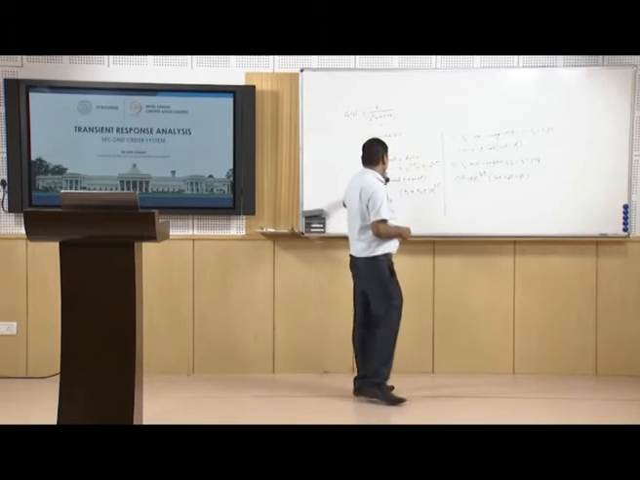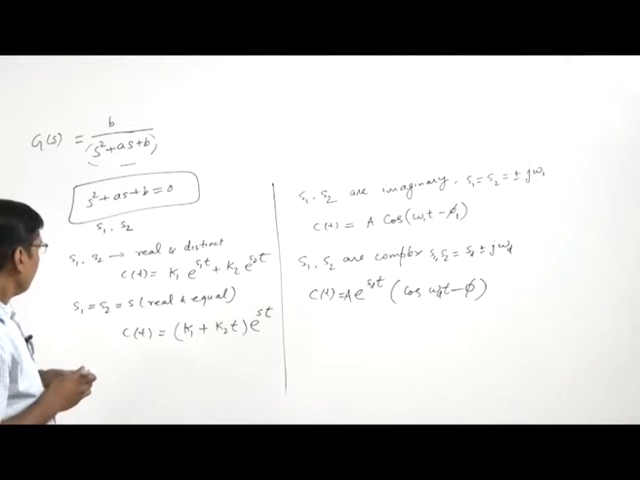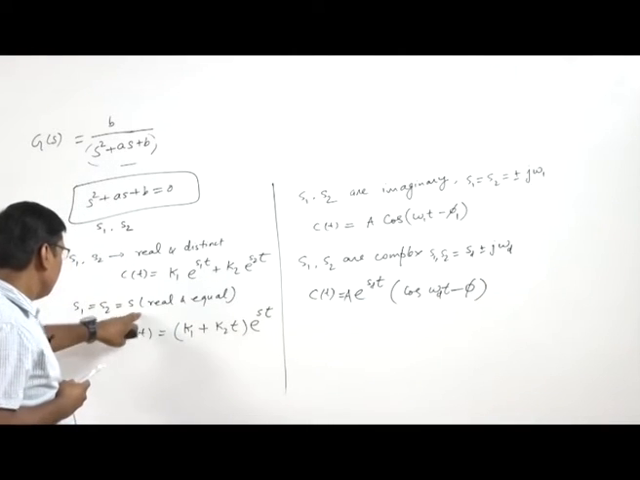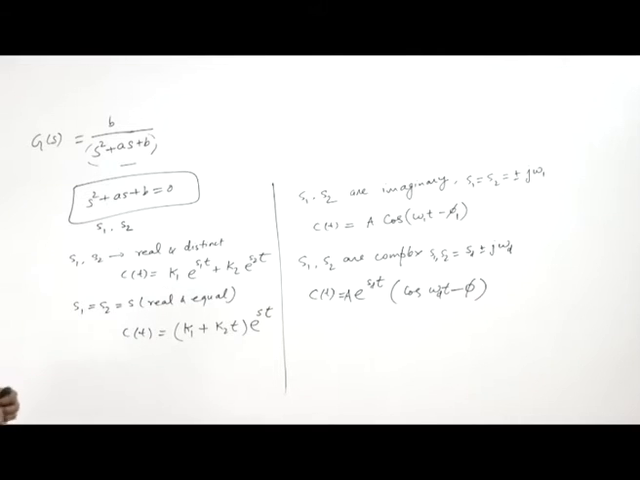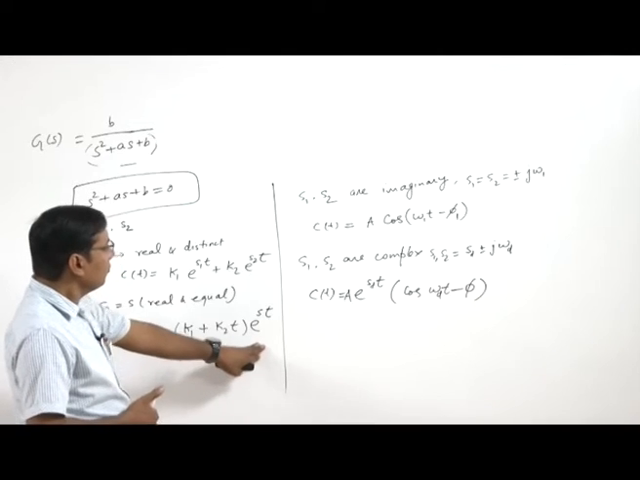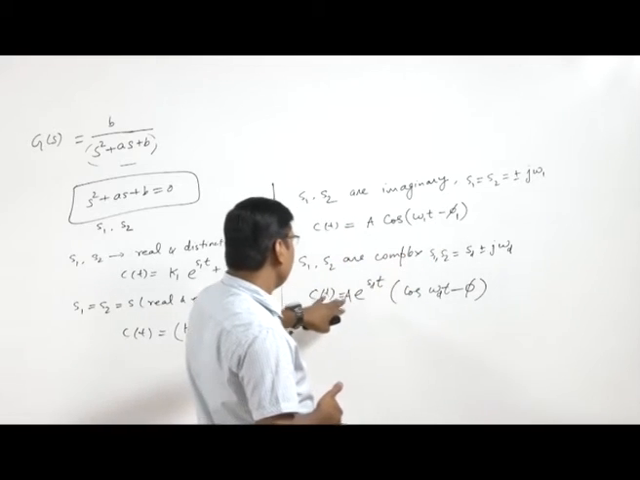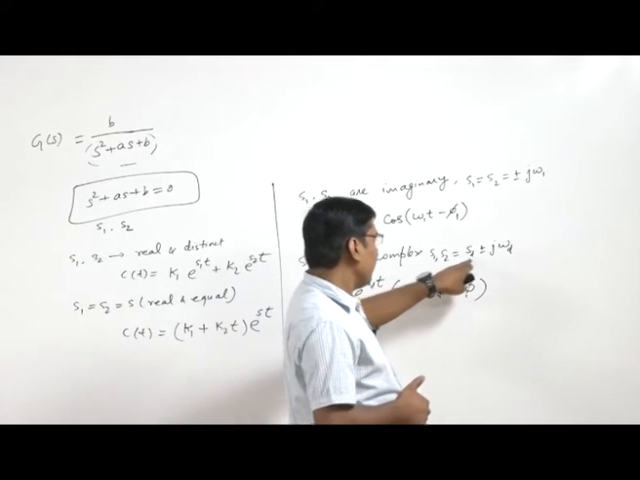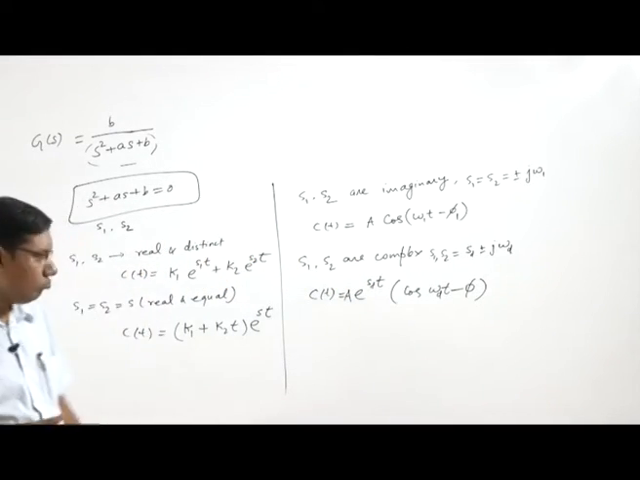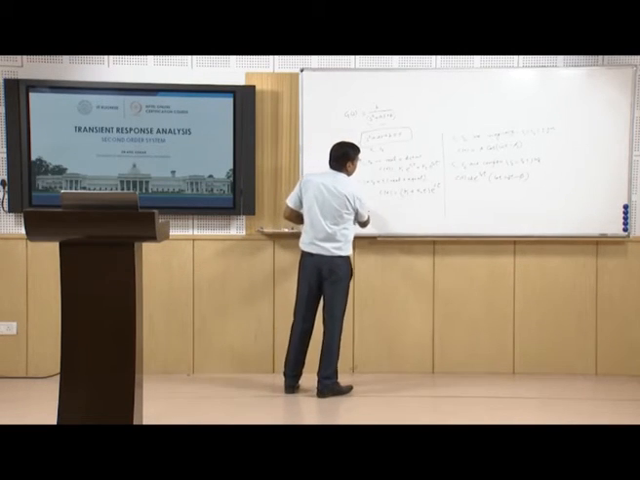So these are the four cases, because the roots of this equation can be real and distinct, and we will get this solution. If the roots are equal and real, we will get this solution. If they are imaginary we will get this harmonic response, and if they are complex we will get this type of response. Now we take this case.